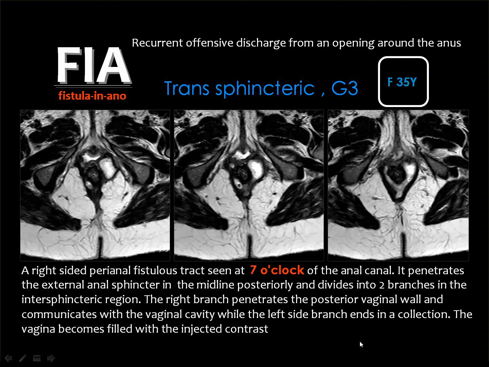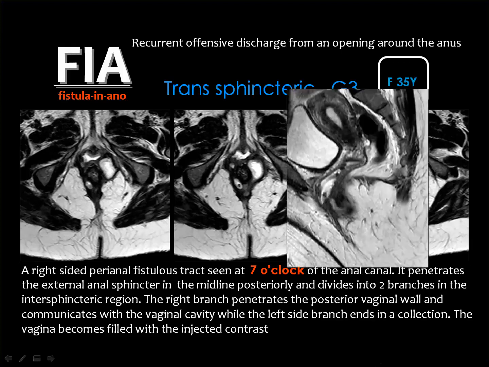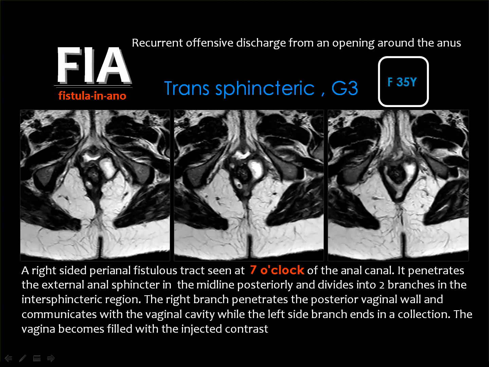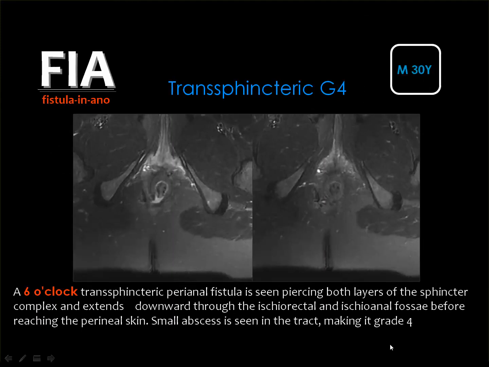Then, if you follow the track on the right side, you will find that this is the vagina, and you will find some connection between the track and the vagina. Actually, look at the beautiful sagittal image. This is the fistula tract, and this is the vagina, and here you can see the very subtle connection between both. Then the right branch has connected to the vagina, and the left one has ended in this collection.